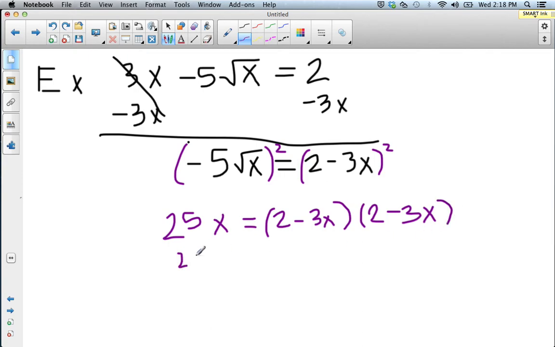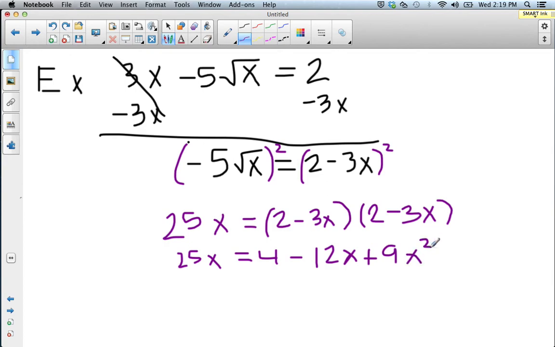So my left side is still 25x. And that equals, double distributing, I get 4, and I have minus 6x and minus 6x. That'll give me minus 12x for my middle term. And my last term will be negative 3x times negative 3x, which is positive 9x squared. I just did the middle term in my head. You guys should be able to do that now.